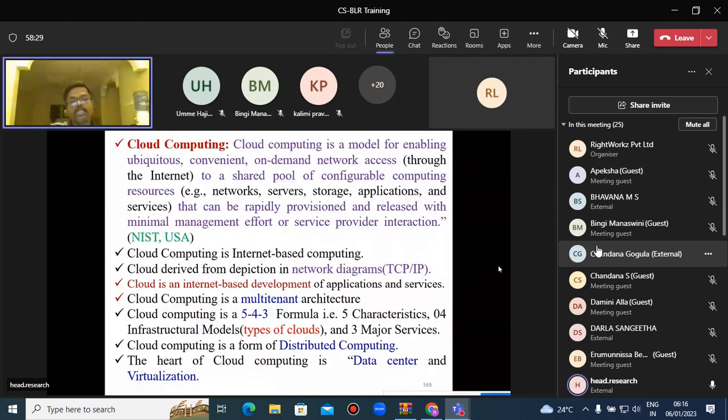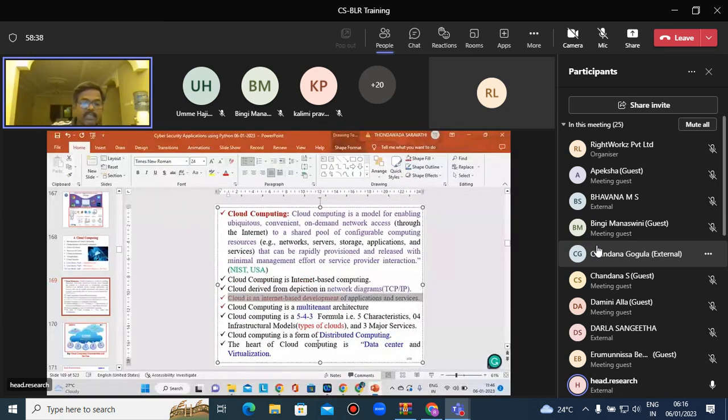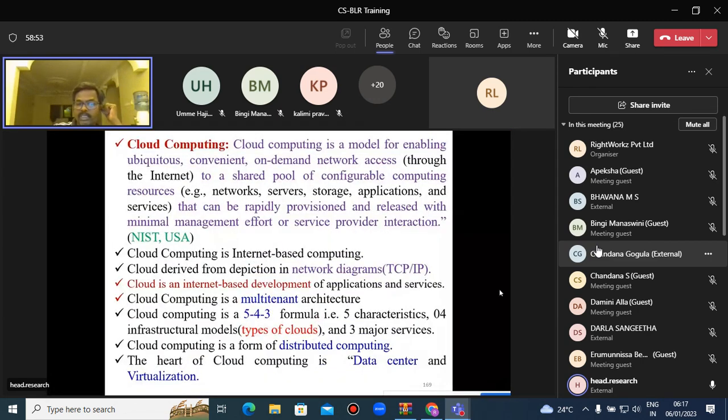Now cloud computing is a form of distributed computing. Distributed computing is nothing but your server is located somewhere else, say in Bombay, and you are getting services from Bombay. So that means you are getting distributed computing service. The heart of cloud computing is data center and virtualization.